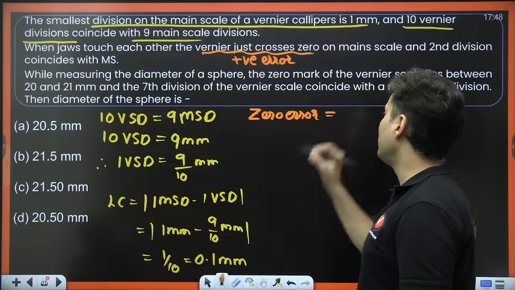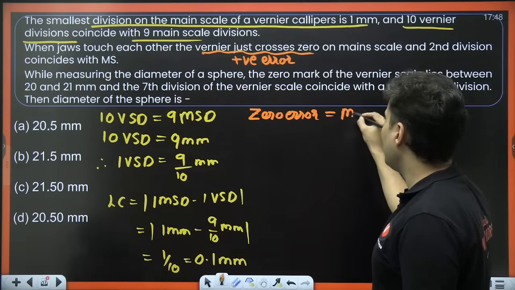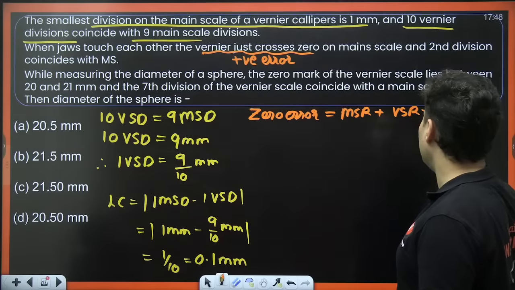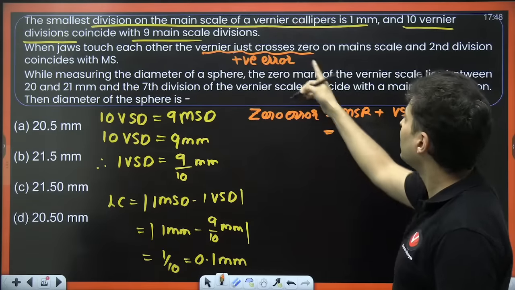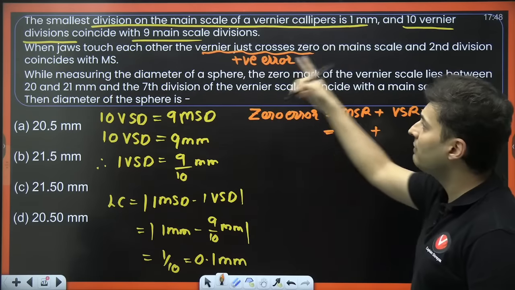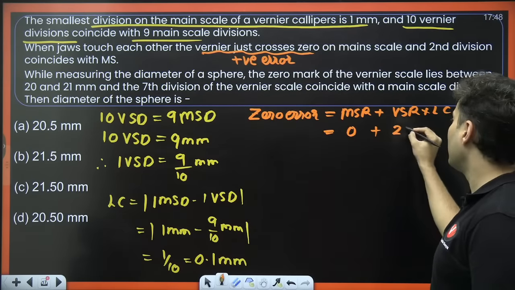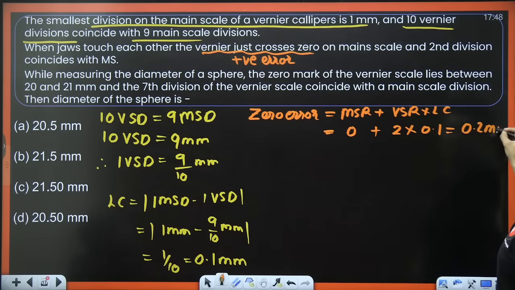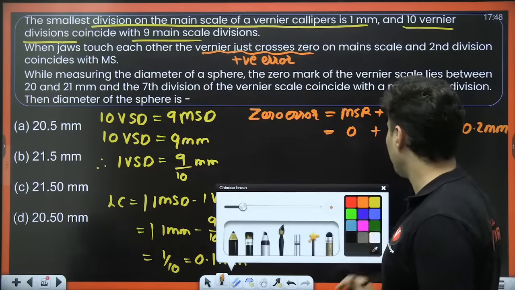Very nice. This will be again same: main scale reading plus vernier scale reading into the least count. Main scale reading, it just crosses zero, so zero. Vernier scale reading, second division coincides with the main scale. Least count 0.1, so it will be 0.2 millimeters. That is your zero error.